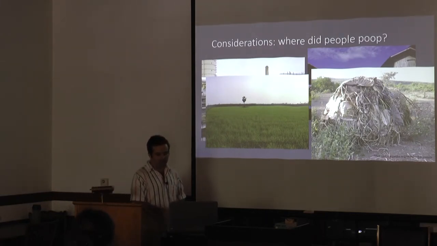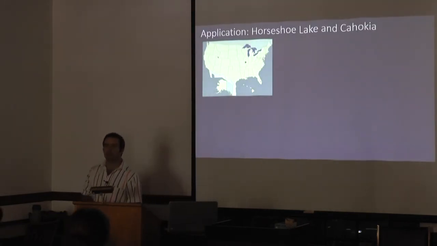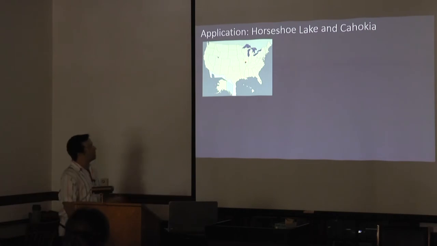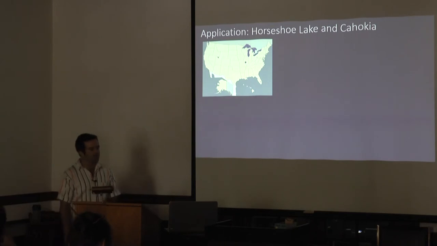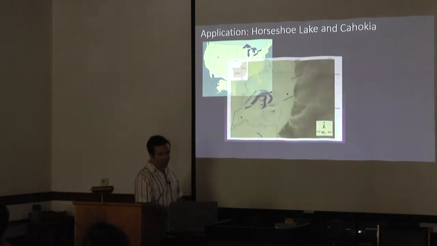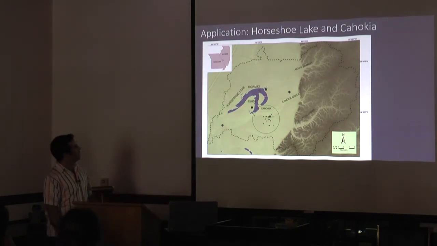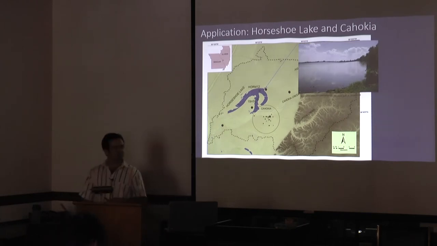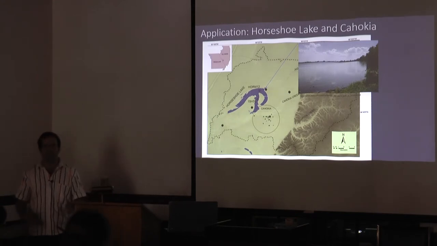And so now that we have that down, I'd like to show you an application of the method, in this case at Horseshoe Lake, which is right outside of the massive site of Cahokia. Cahokia is in southern Illinois, as I imagine most of you are aware, just across the Mississippi River from St. Louis. And here is our study area zoomed in. This is the lake that we sampled, Horseshoe Lake. It's an oxbow of the Mississippi that separated about 3,000 years ago. It's a big lake, but it's also very shallow. It's only about a meter deep throughout its entire area, so you can stand up pretty much anywhere in here.